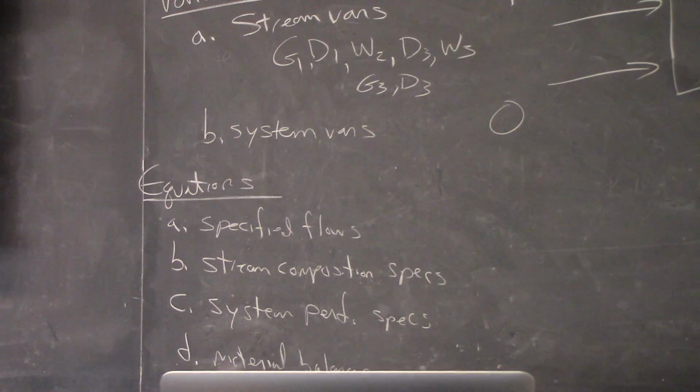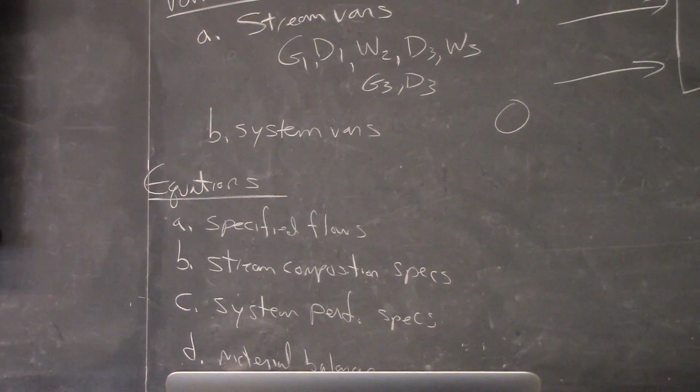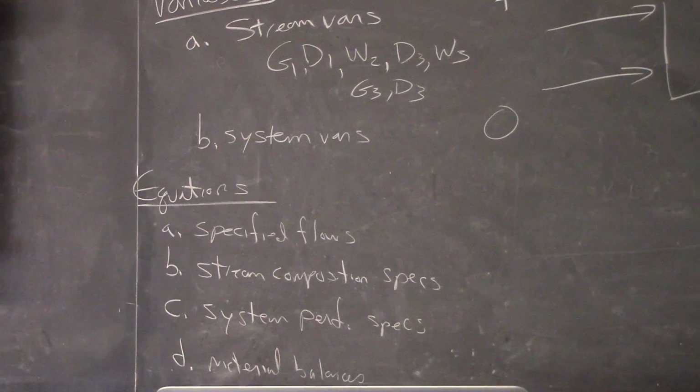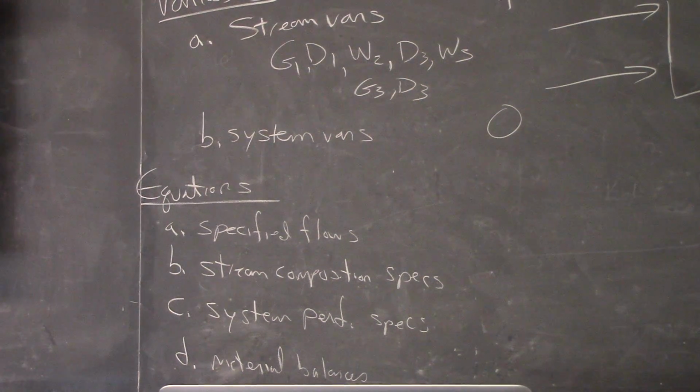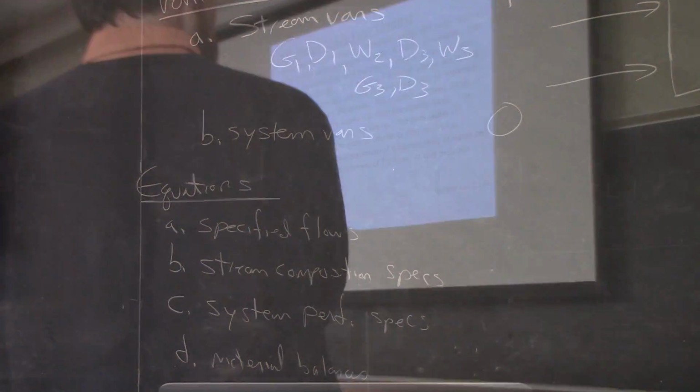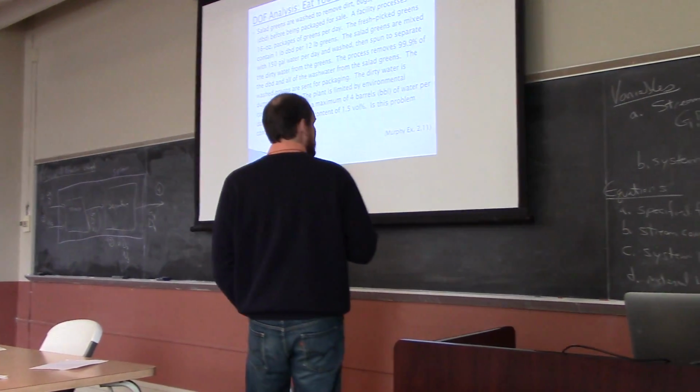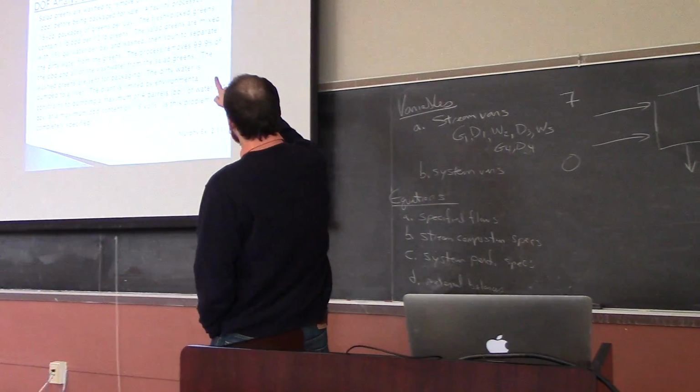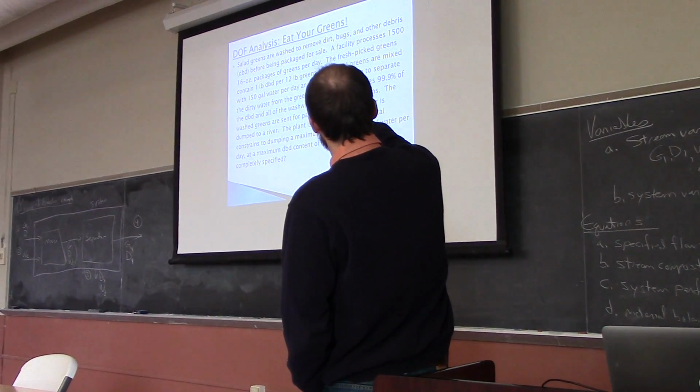Take 2 minutes. Write down as many specs as you can see. Do it in your small groups, 2 or 3 people. Put them into those categories, see what you got. What do you have for specified flows? 150 gallons per day is one. 150 gallons per day is going to tell you which stream.